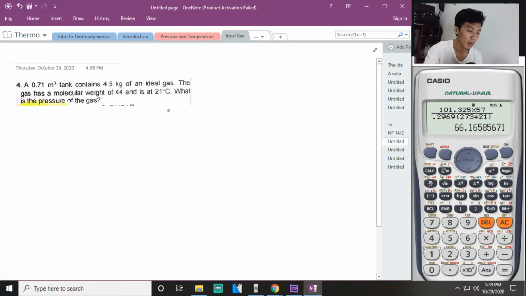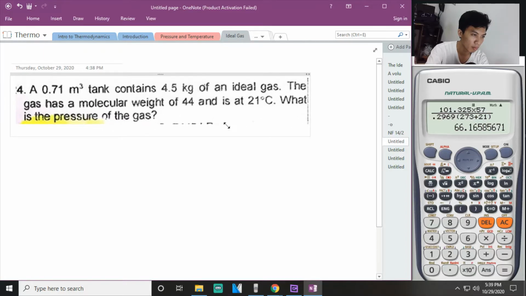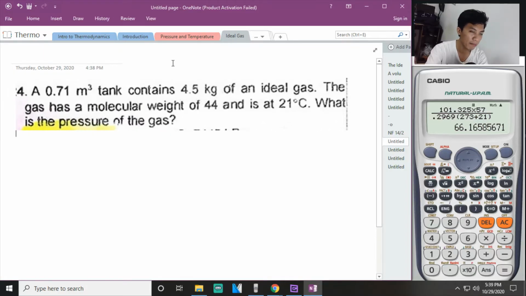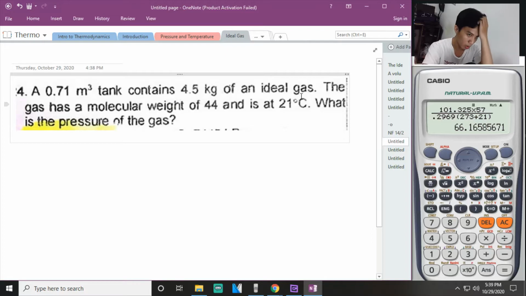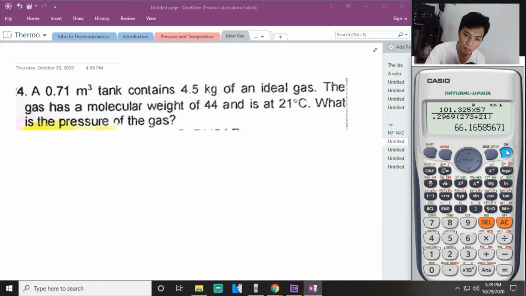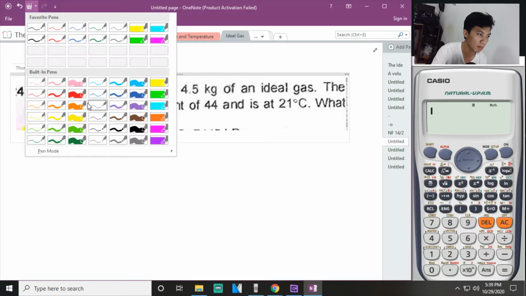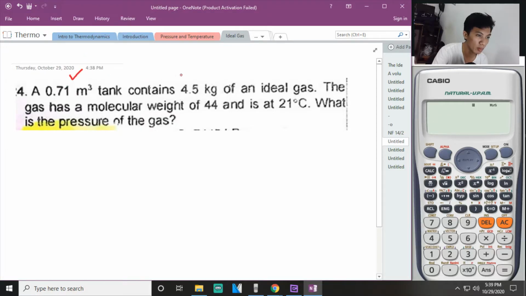Number 4. A 7.71 cubic meter tank contains 4.5 kilograms of an ideal gas. The gas has a molecular weight of 44 and a temperature of 21 degrees Celsius. What is the pressure of the gas? So, ideal gas na naman. What is the pressure of the gas? That is asked. Okay, so, volume, mass, sinabi naman dito, ideal gas, the ideal gas equation kagad. And then, molecular weight. Tapos, meron kang temperature.